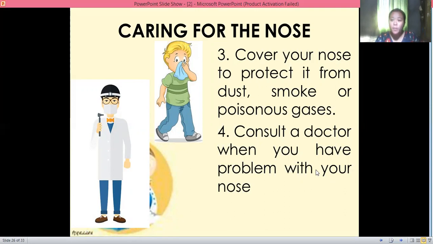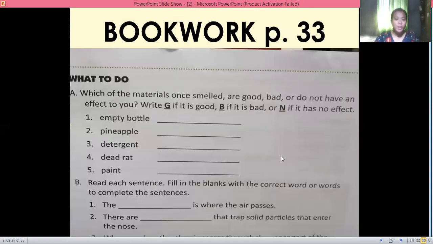And that's all for our nose. Now, we are going to answer in your book. Please get your science book and open it to page 33. Open your book on page 33. You are there now? Okay, 33.